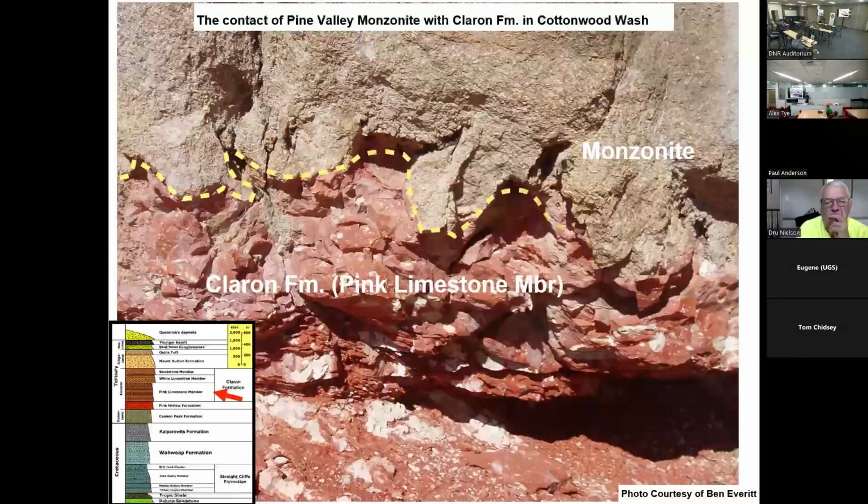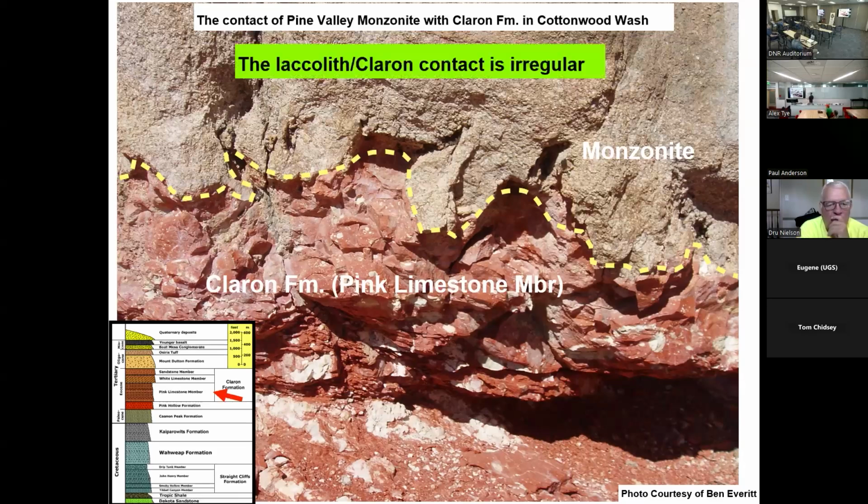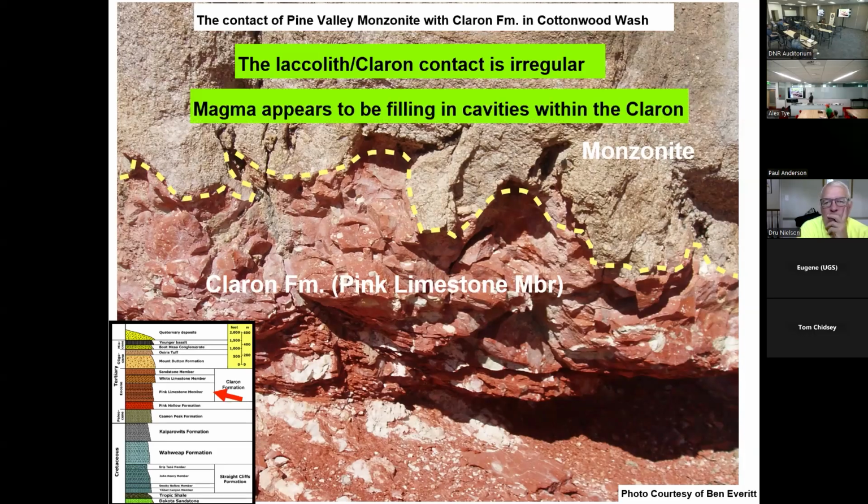So here is close up. I don't have a scale for this particular photo. I imagine its camera would be about that big in here, but I'm not certain. But you can see it's an irregular contact where the Claron and the monzonite meet. And it looks like the magma appears to be filling in cavities within the Claron Formation. At least that's one interpretation. Not a dinosaur footprint.